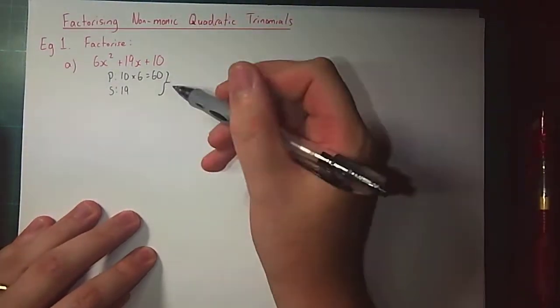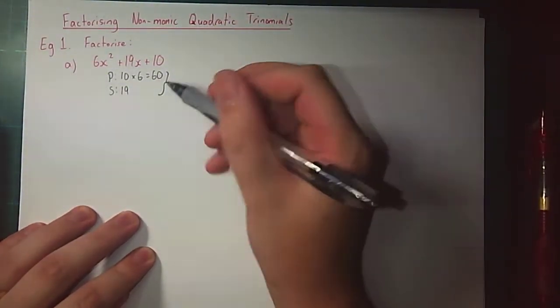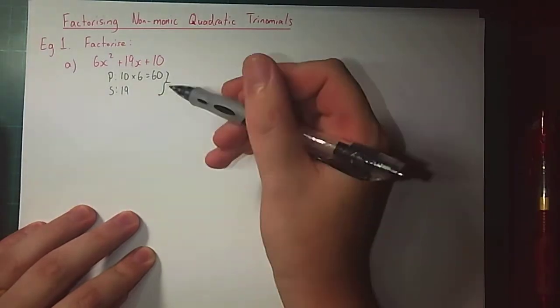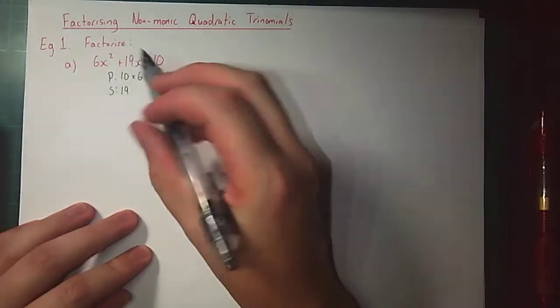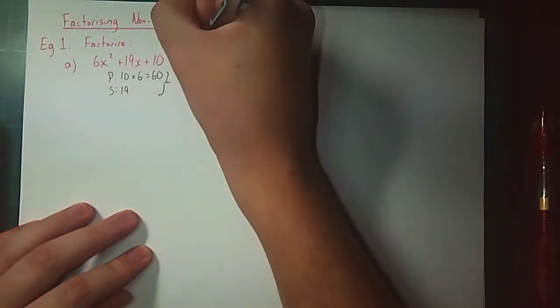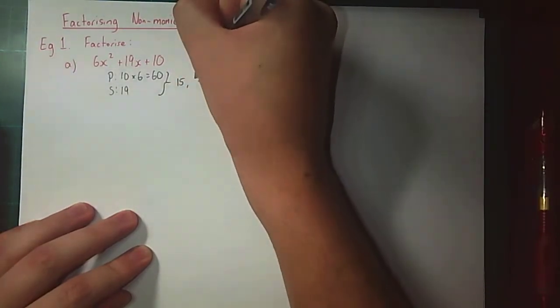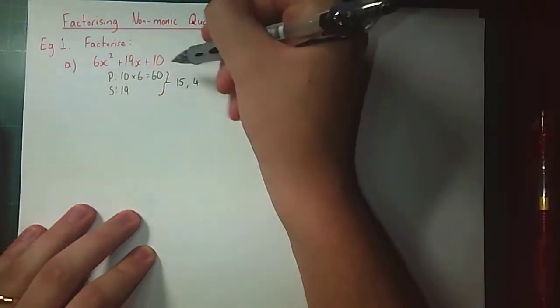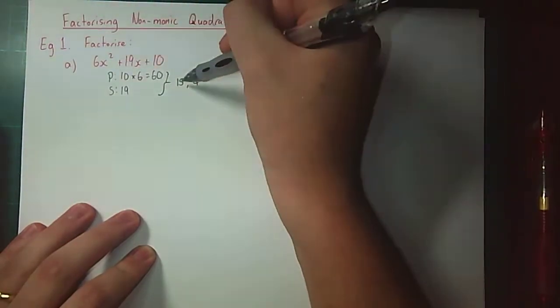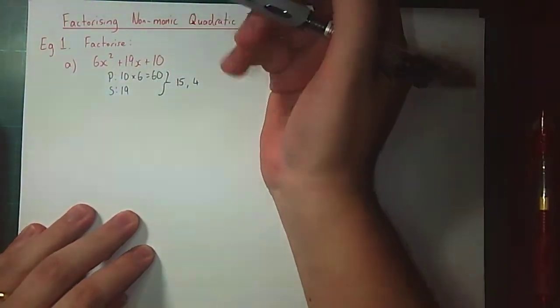We're going to have to find two factors of 60 for that. So you can try different things. Trial and error can always work. It will take its time, but eventually you should find that 15 and 4 should work, because 15 times 4 gives us 60, and 15 plus 4 gives us 19.